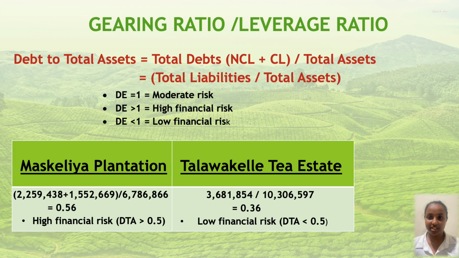This slide shows the debt to total assets. In Muscalia Plantation, 56% of the company assets are paid for with borrowed money, while the other 44% are paid for with the company's own funds or money from owners. In Thalakale Tea Estate, 36% of the company assets are paid for with borrowed money, while the other 64% are paid for with the company's own funds or money from owners. Therefore, Muscalia Plantation has higher financial risk compared to the Thalakale Tea Estate.